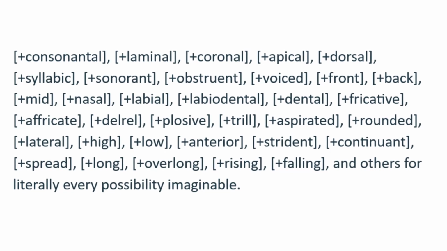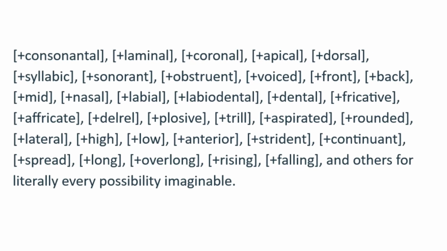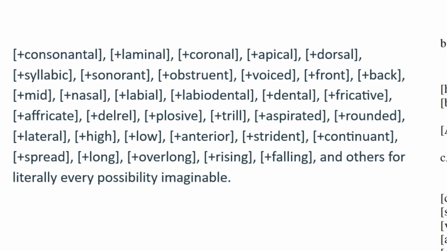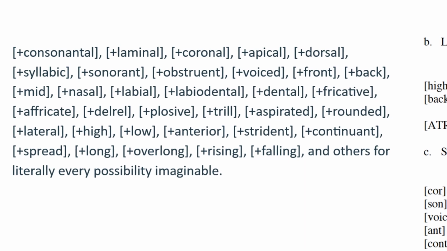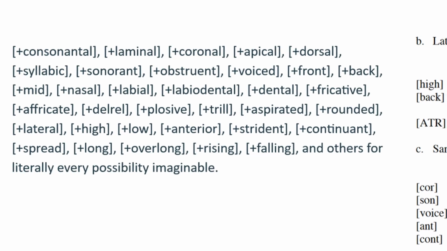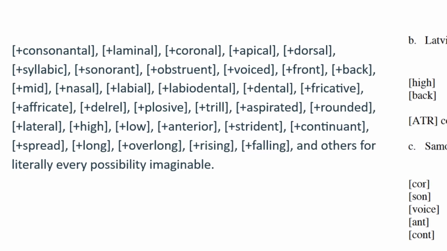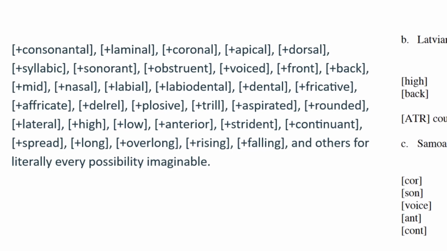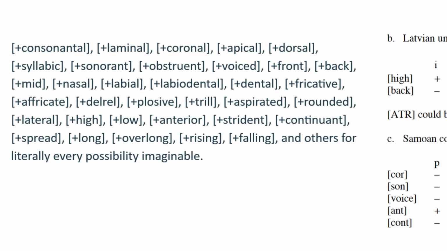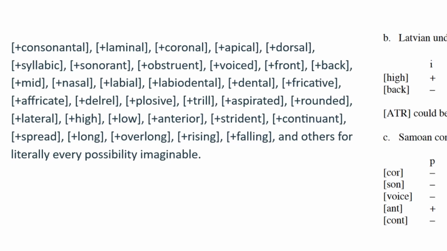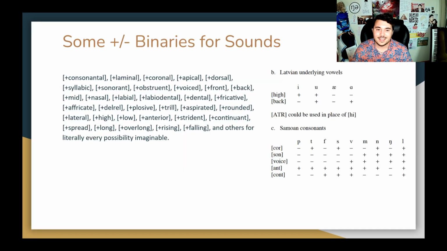Here's a couple of the plus-minus binaries for sound categories that you can go through. There's consonantal, laminal, coronal, apical, dorsal, syllabic, sonorant, obstruent, voiced, front, back, mid, nasal, labial, labiodental, dental, fricative, affricate, del rel, plosive, trill, aspirated, rounded, lateral, high, low, anterior, strident, continuant, spread, long, overlong, rising, falling, and there's a ton of others. So, if it's a category that causes distinctive differences between two sounds in your language, you can make a plus-minus binary out of it.